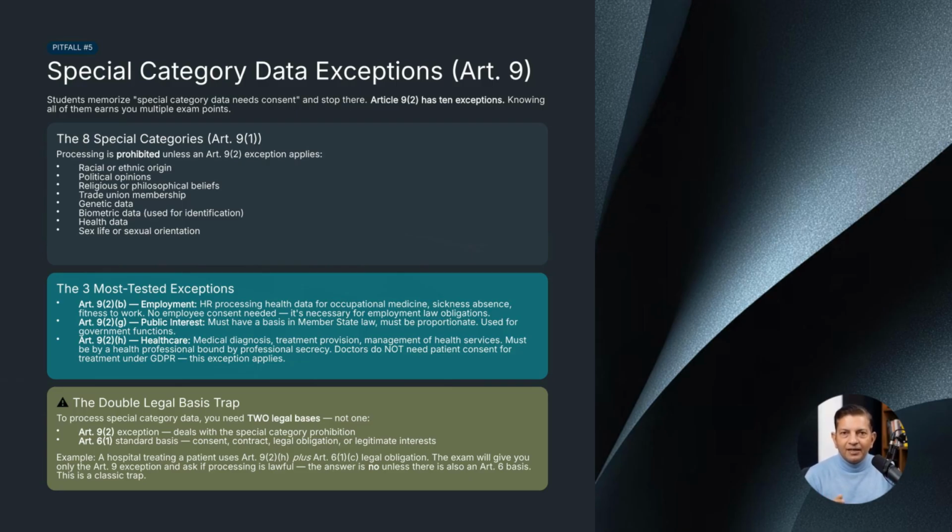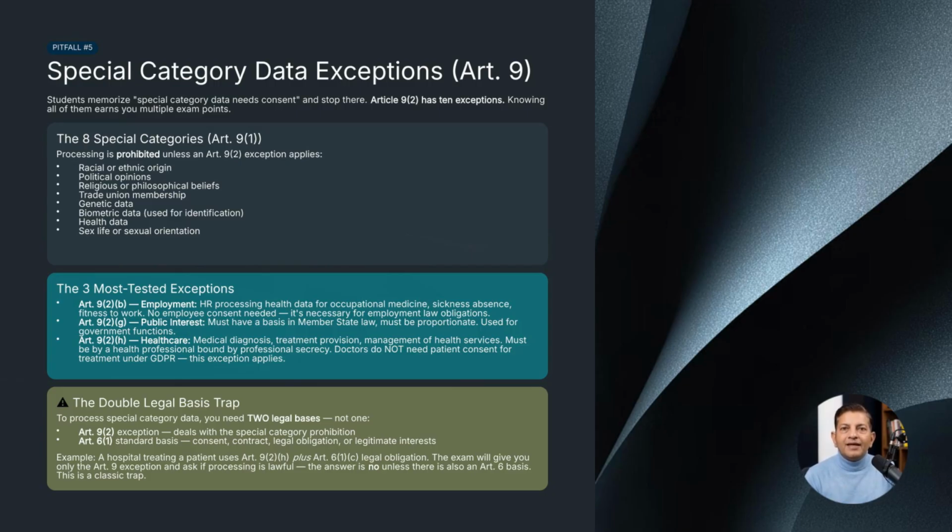First, let's be clear about what special category data actually is. Article 9.1 lists 8 types of sensitive data: racial or ethnic origin, political opinions, religious or philosophical beliefs, trade union membership, genetic data, biometric data when used for identification, health data, and data concerning sex life or sexual orientation. These are considered so sensitive that there's a blanket prohibition on processing them, unless you meet one of the 10 exceptions we're about to cover.